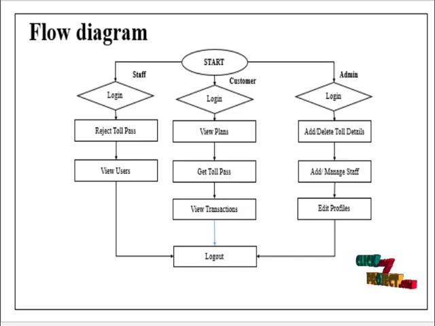The third module is for customer. The registered customer will log in to the page to view the tollgate plans. The users can view their available plans in this toll system. The user can get the toll plans if they wish to. The customer can view the transaction. After these processes are completed, the user can leave the page.